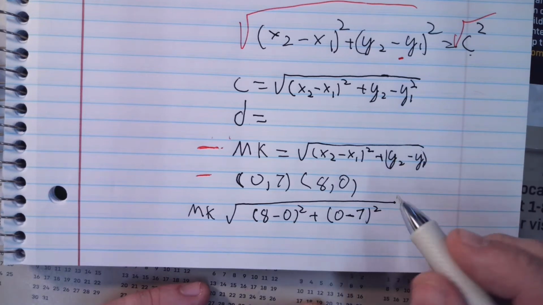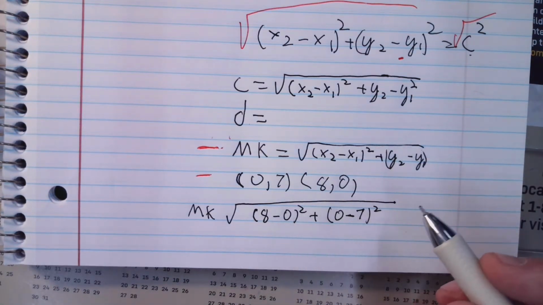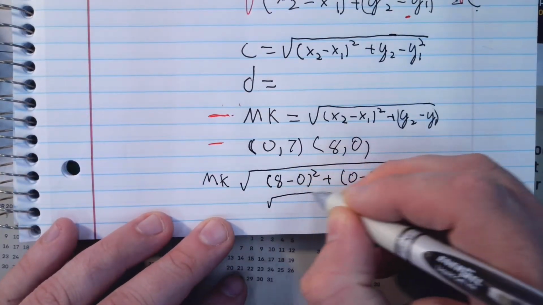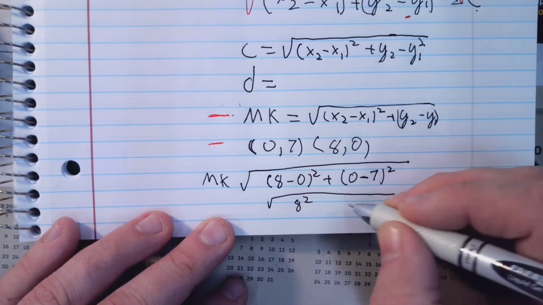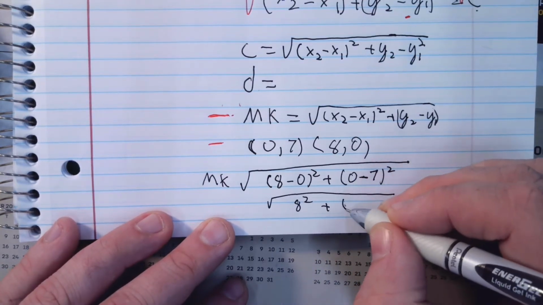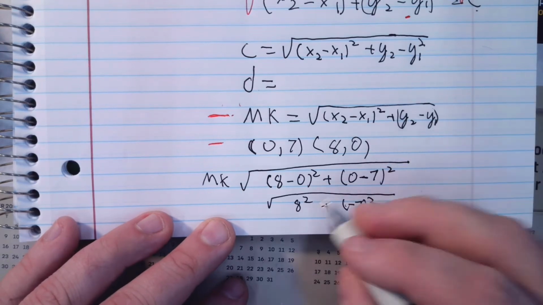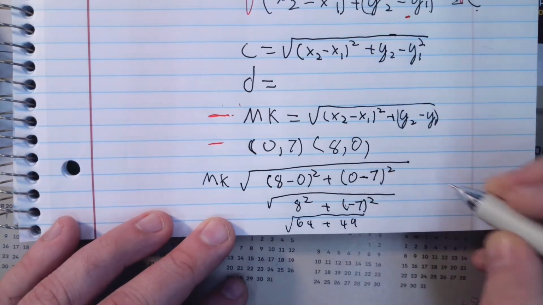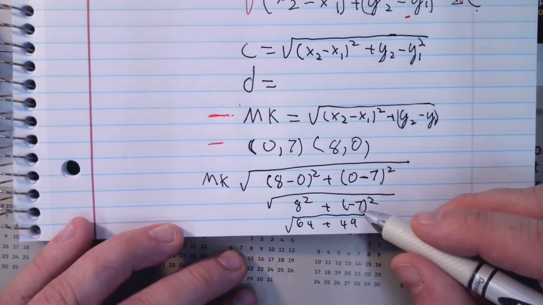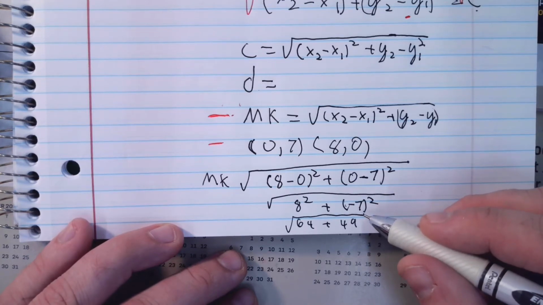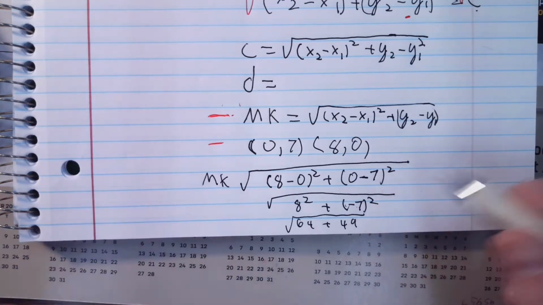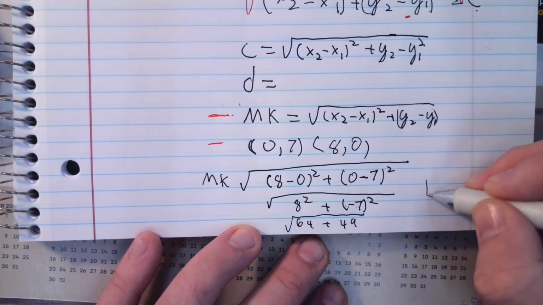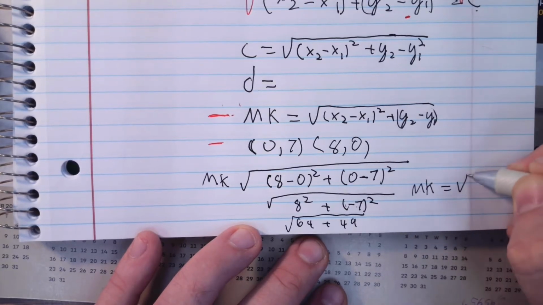Okay. You can put this all into the calculator, or you can do it step by step. This, of course, would be 8 squared. This would be negative 7 squared. This would be 64 plus 49, all square rooted. It's not going to be negative 49. Negative times a negative is a positive, right? So negative 7 times negative 7 is 49. And so this is going to end up equaling MK equals same thing, right?